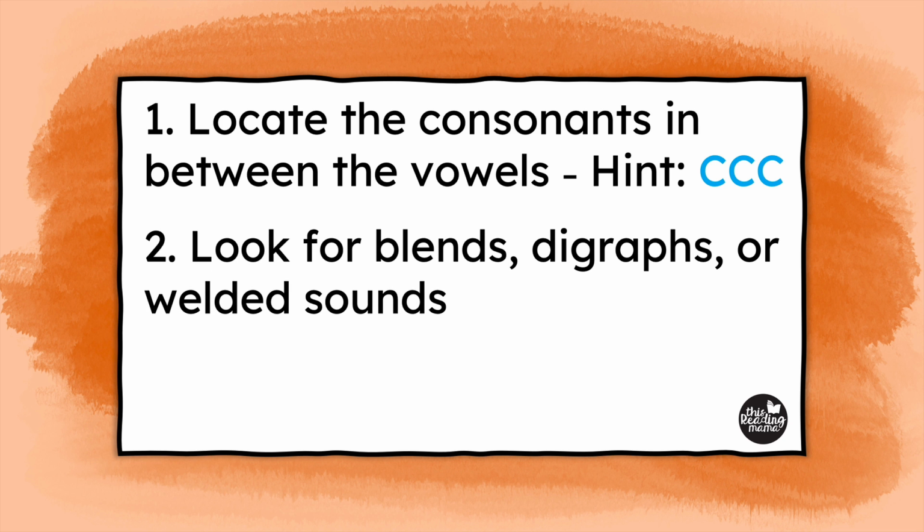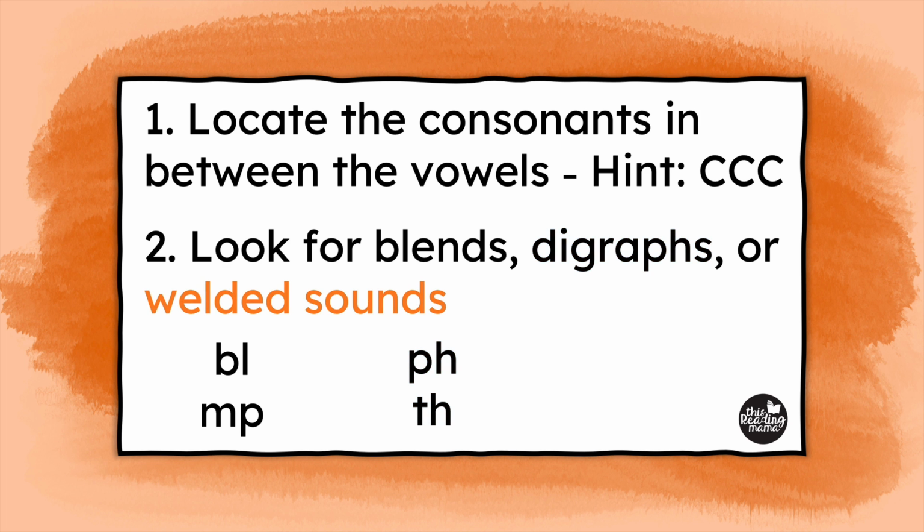Once we've focused in on those 3 consonants, we need to look for blends, digraphs, or welded sounds, sometimes called glued sounds, within the 3 consonants. So we may have blends, and they could be beginning blends or ending blends like BL and MP, digraphs like PH or TH, or welded sounds like ANK, which is ank, and ING, which is ing. So those are our blends, digraphs, or welded sounds, and your learners need to be familiar with these already.